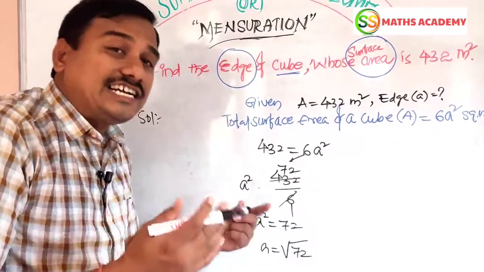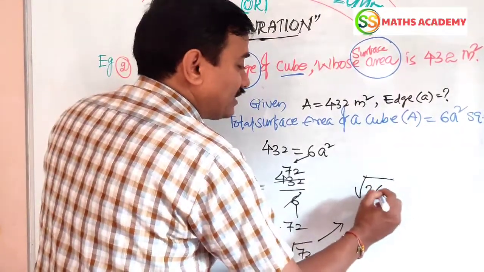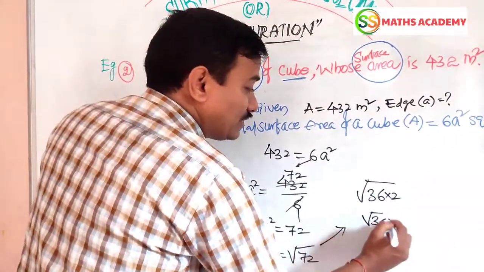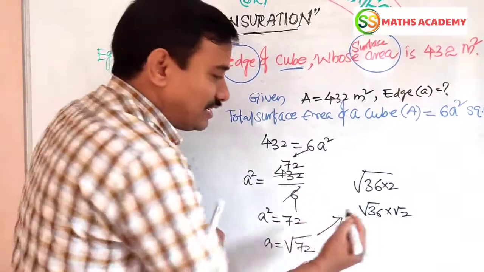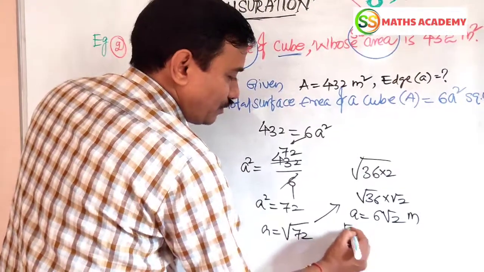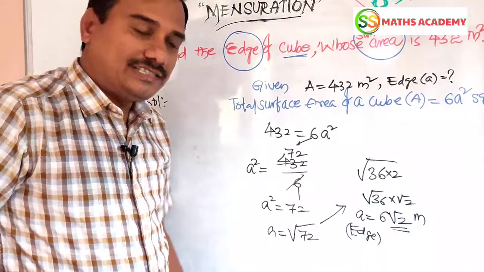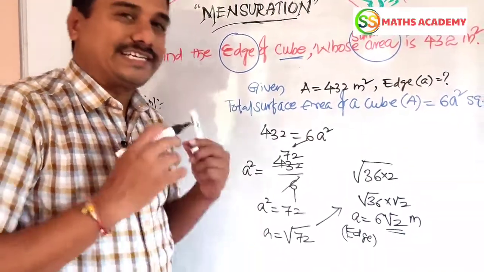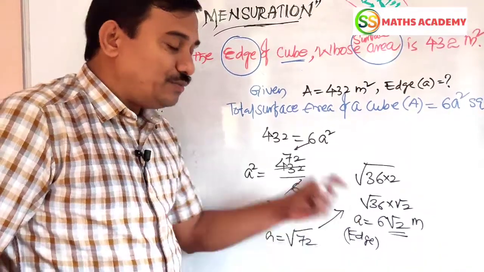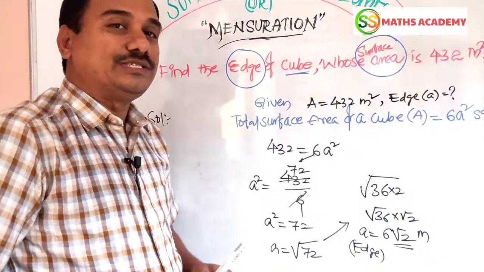Now 72 does not have any perfect square, so it is converted by simplification. 36 times 2 is 72. Now separate the roots. Root 36 is 6, root 2. This is the final value. Therefore the edge of a cube is 6 root 2 meters, or root 72 meters is also correct. But that is a pure surd, so I converted it into a mixed surd. That is called 6 root 2 meters. The edge of the cube is 6 root 2 meters.